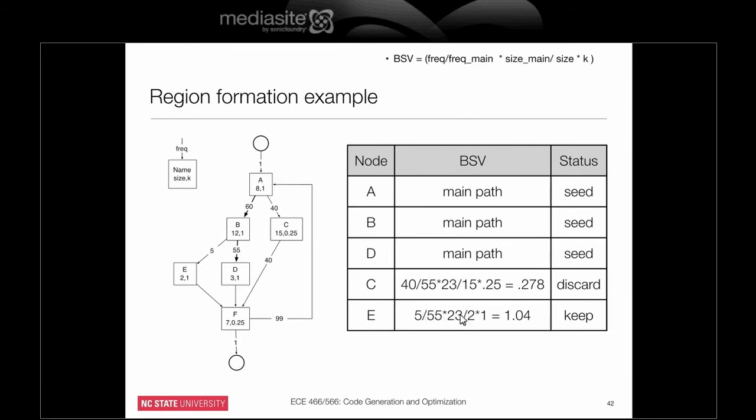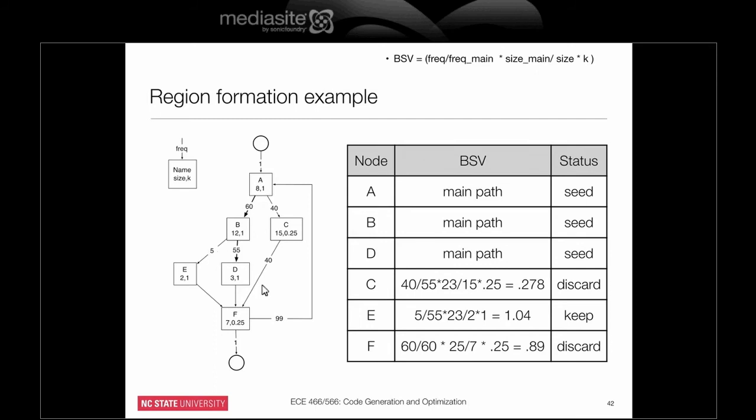And the fact that it's very small means we can absorb it into the hyperblock without it costing much. And so we keep it. Okay, and then we have F. Now, when we add E into the superblock, then the superblock's frequency of execution now actually involves two paths. And both of those paths flow into F. So that means we should consider the combined probability of all the edges flowing into F.